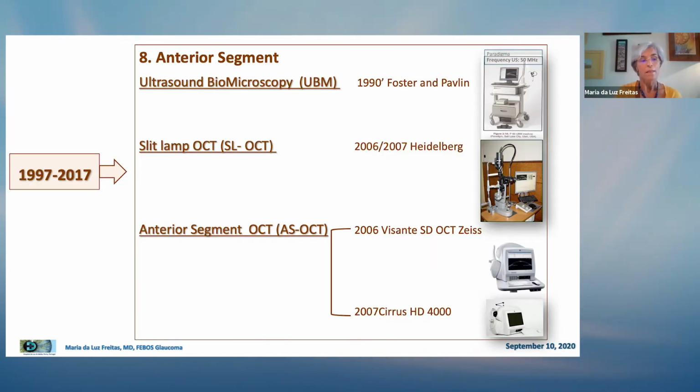At the end of the 20th century, new imaging and measuring instruments began to emerge, revolutionizing the approach to glaucoma patients. It was in the early 1990s that UBM appeared. Only 10 years later, the first anterior OCTs appeared on the market.